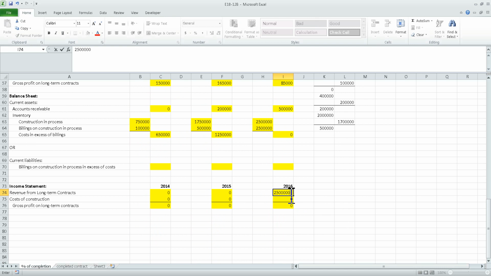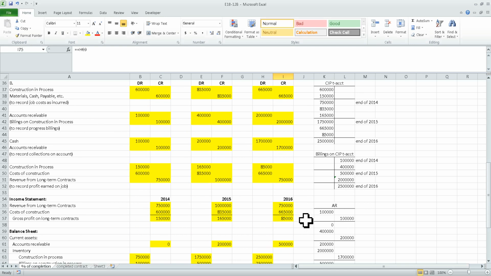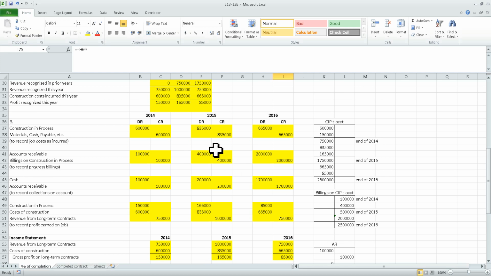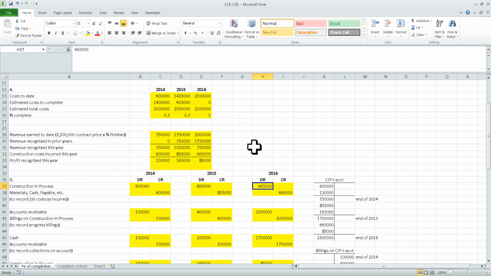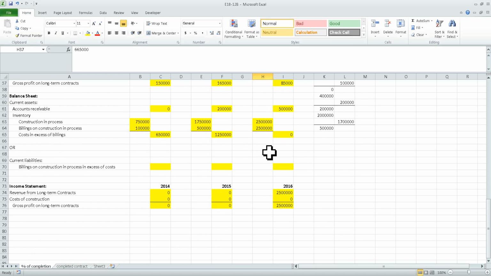$2,500,000, and you would recognize at that time all the job cost. And let's see, our job cost was $600,000 plus $835,000 plus $635,000, or in total $2.1 million. So you would recognize $2.1 million in cost of construction, and recognize $400,000 worth of profit.